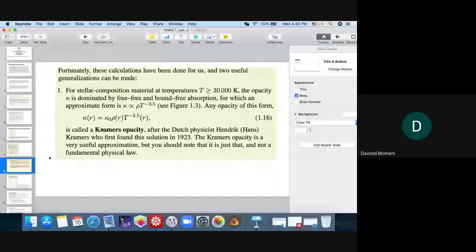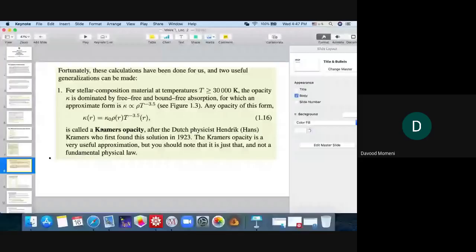So equation 16 is not 100% correct. This is an approximation calculated by Dutch physicist Hendrik Kramers. Have you ever heard the name of Kramers?